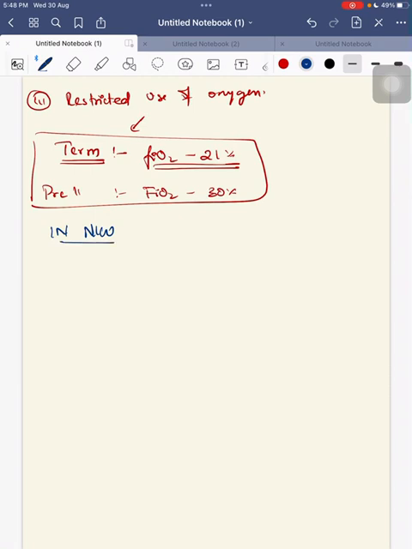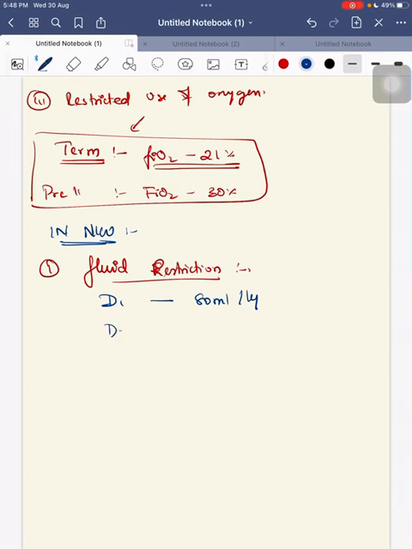Next, in NICU, what are you going to do? First, fluid restriction, fluid and nutrition. So in preterm infants, how are you going to start the fluid? On day 1, you have to start with 80 ml per kg. On day 7, it is 110 to 130 ml per kg.